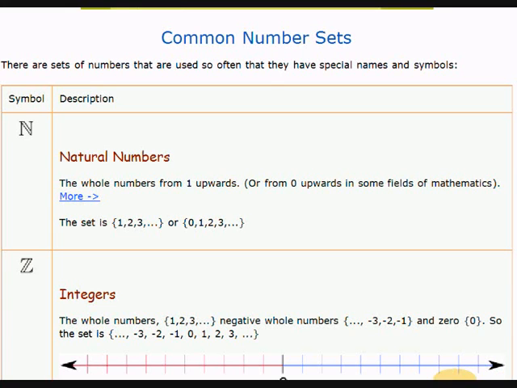Let us go back to our historic way of learning the common numbers. Hope we all remember what is a number, a set, and the type of numbers. There are sets of numbers that are used so often that they have special names and purpose.